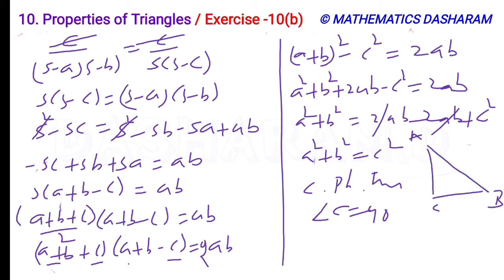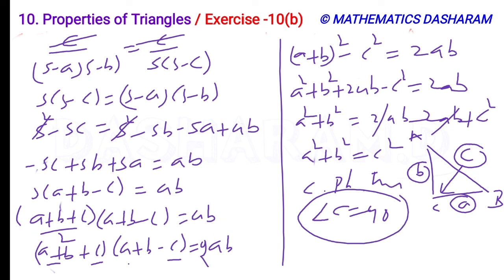So actually AB is denoted with a small c, AC with a small b, and CB with a small a. So now we got c squared equals a squared plus b squared. Then its opposite angle is what? Angle C. So angle C will be 90 degrees. So hence proved.